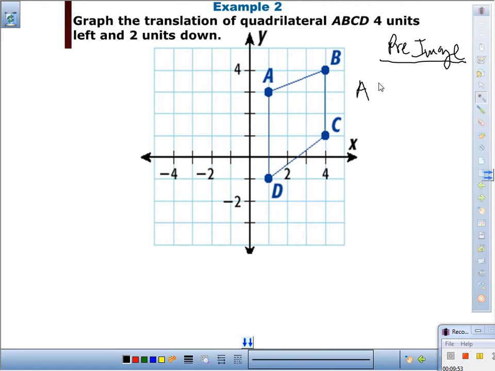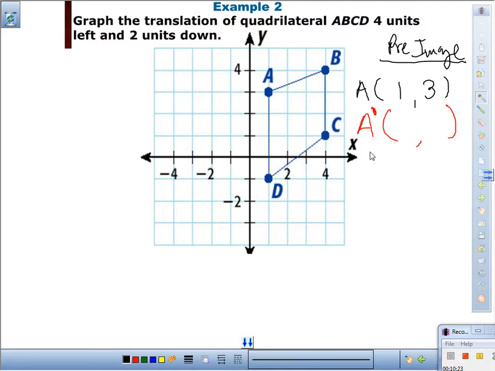Allie, what is the coordinate for point A? 1, 3. And then underneath that, look what I'm going to write. A with an apostrophe. That means prime. That means that's going to be my image at the end. And I'm going to open a coordinate with an empty coordinate.